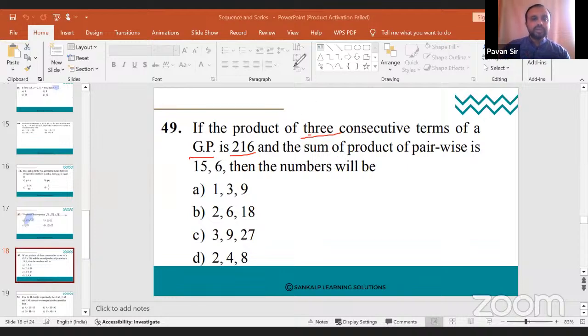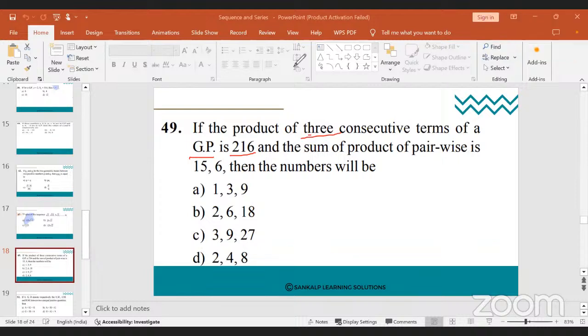Try to get the answer fast. Just one minute, I'm not getting this. Yes, students, please make a change in this. It is not 15, 6 pairwise. The sum of the product of pairwise is 156. By mistake it was written as 15, 6. It is 156. Okay.